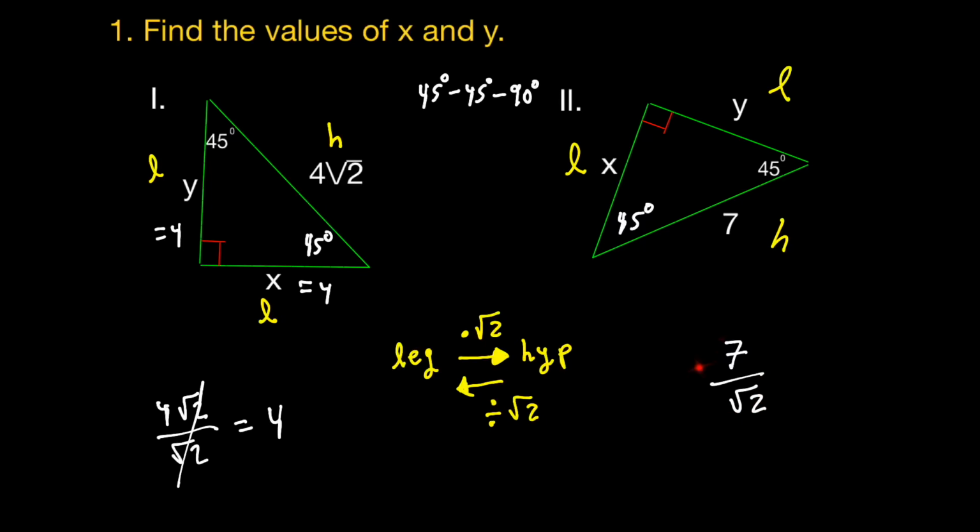Now here, I'm going to leave it like this, unsimplified. You could give me a decimal approximation, but I'm not going to require it. And depending on what class you are taking, sometimes your instructor might want you to rationalize the denominator, but for our purposes, I am going to allow you to write it like this. So here, x is equal to 7 divided by the square root of 2, and y is also 7 divided by the square root of 2.